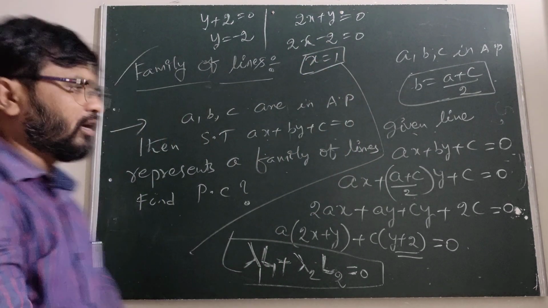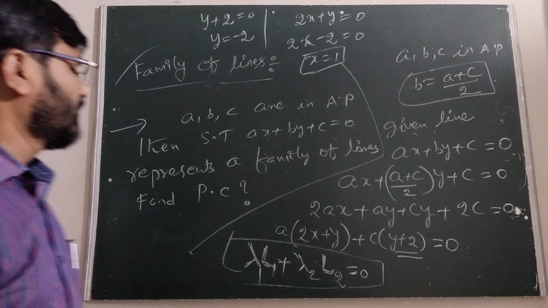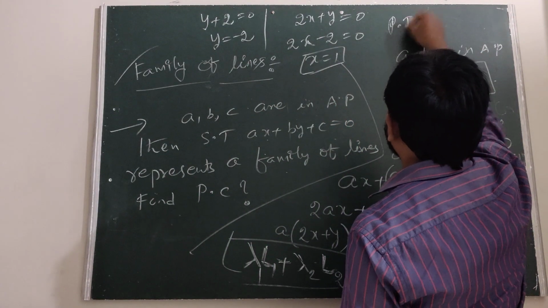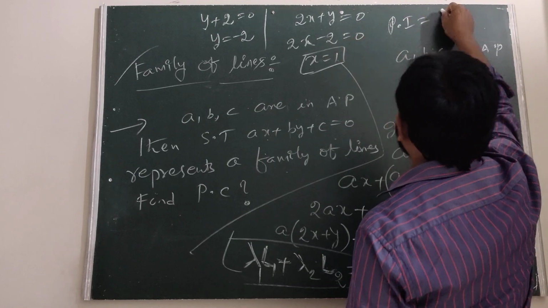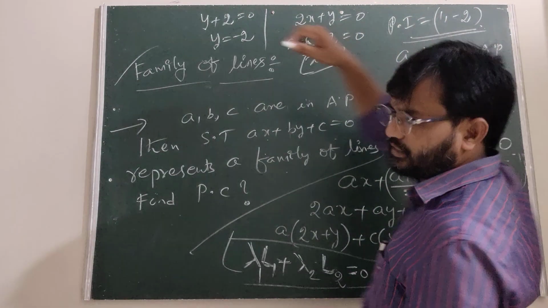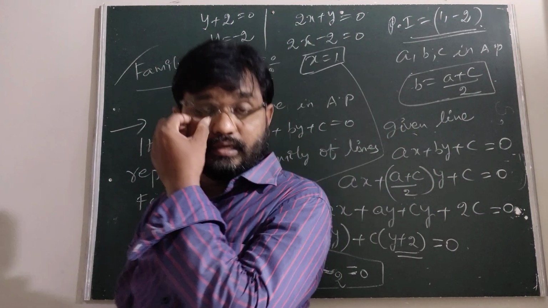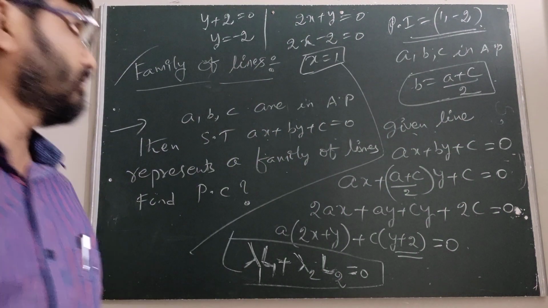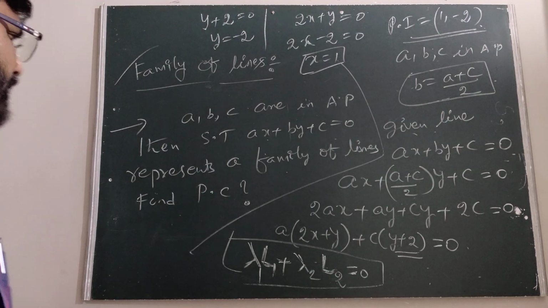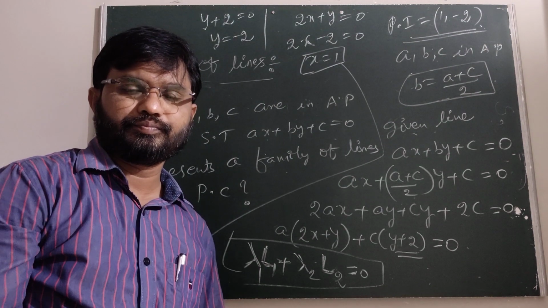Now we can write the point of concurrence. The point of intersection or concurrence is x is 1, y is minus 2. Is it clear? Therefore, the point of concurrence is (1, minus 2). Okay.